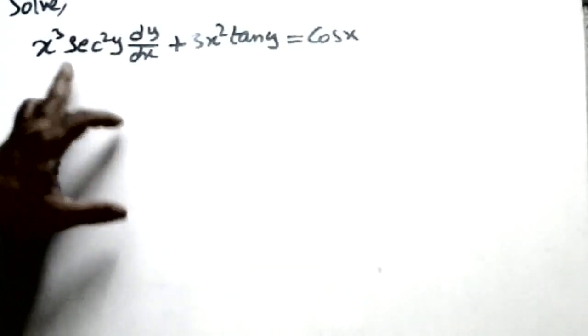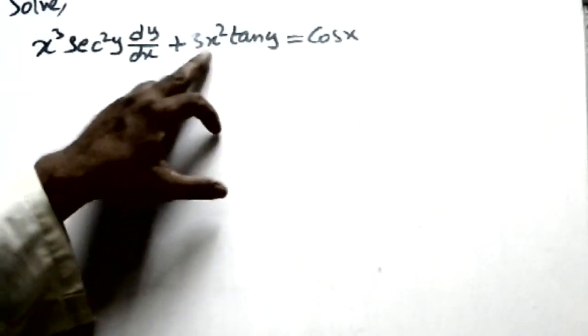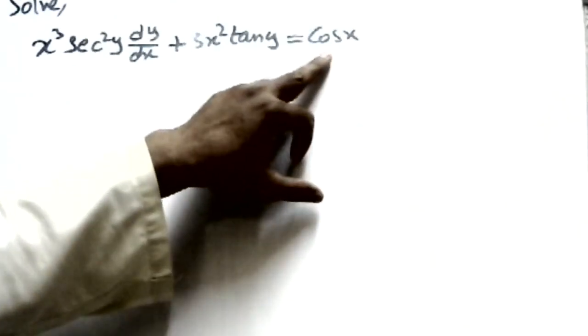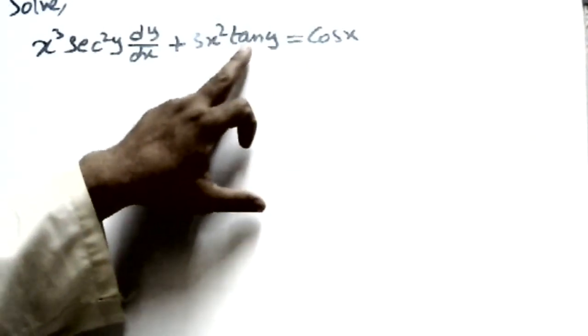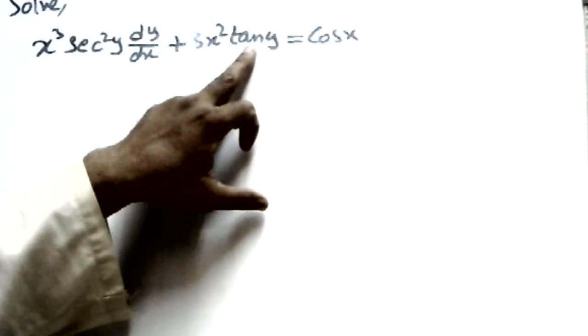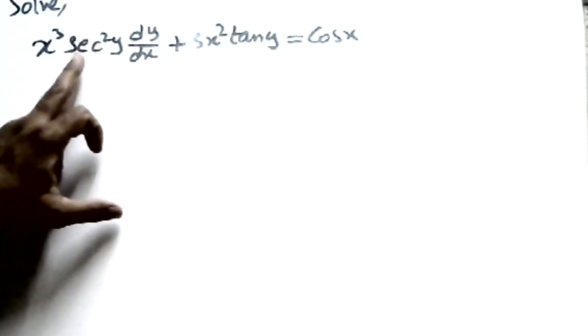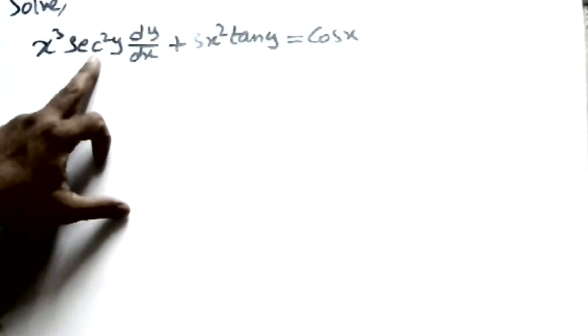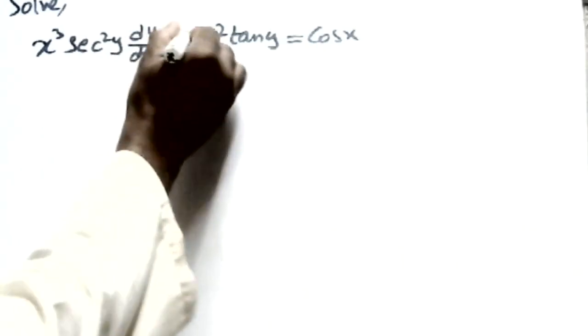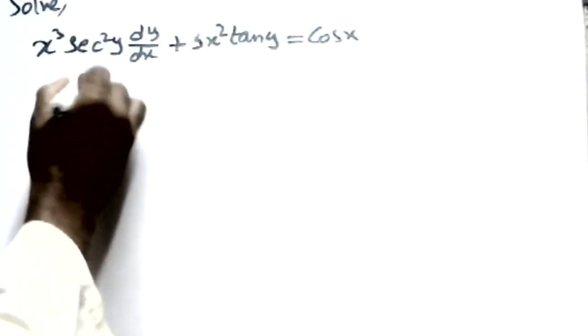See the next question: x cube secant square y dy by dx plus 3x square tan y equals cos x. It is similar to Bernoulli's equation, but a little different. You see here, if we put tan y equals t, we get the differentiation of secant square y. This again changes to a linear differential equation. So we have to start like this.